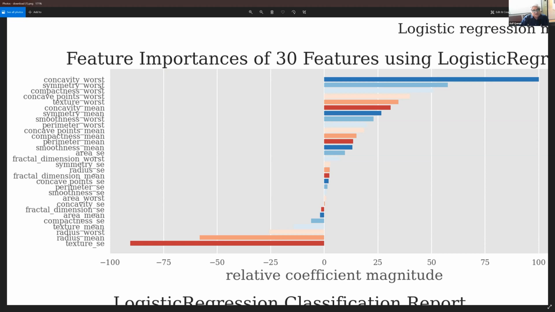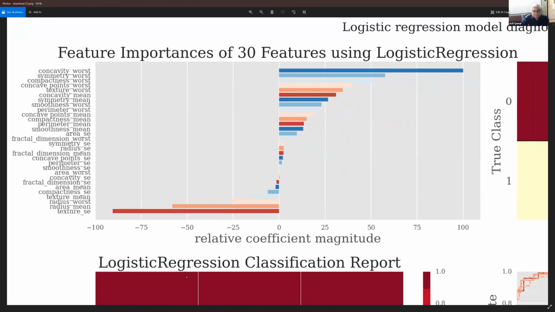So then what is the second most important factor? Texture SE. Do you notice that? Texture underscore SE. It has a negative impact in predicting, which is good. Ultimately, what matters is the magnitude.